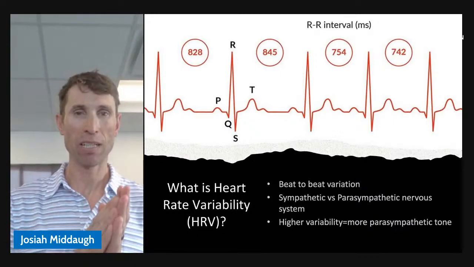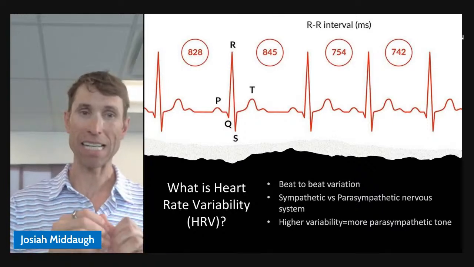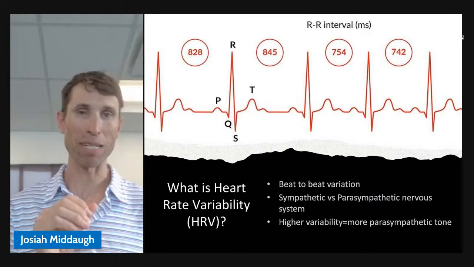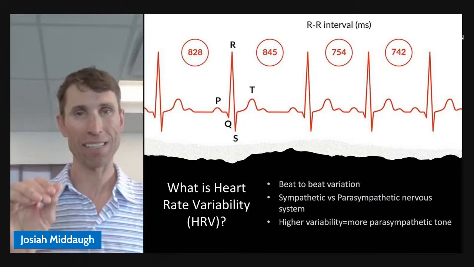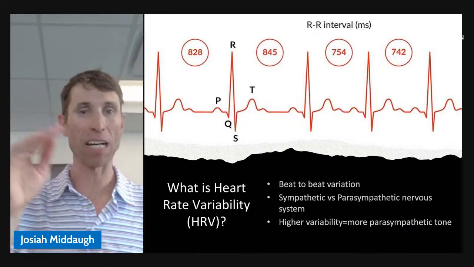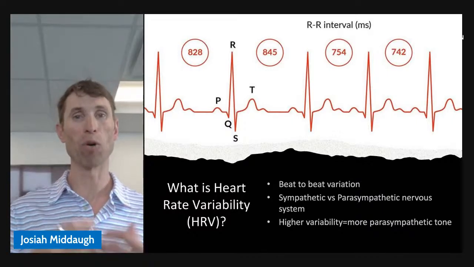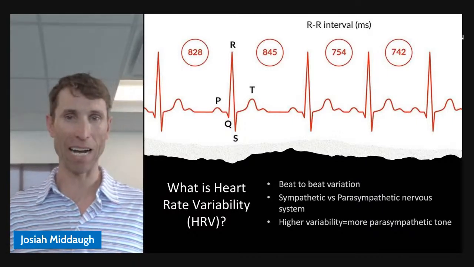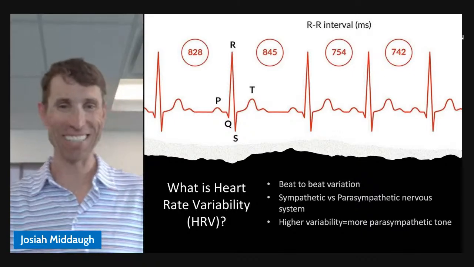So if you're lying there in bed and your heart rate is 60, it's not exactly 60. It might be 60.4 and then 60.6, and it's going to vary. And so the more variability, the better, the more parasympathetic tone that you have. So maybe that makes sense. I don't know. I'll see you in the questions.